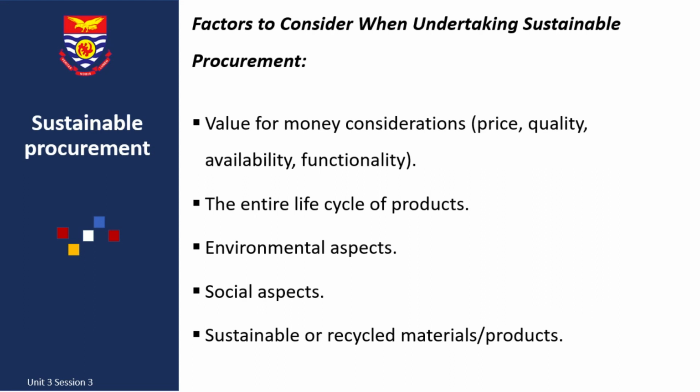Then finally, we have sustainable or recycled materials or products. The principle of sustainability ensures that products are not used once and done, but products should be able to produce value even after they have been used by customers. So public procurement proceedings have to consider all these factors in acquiring goods, works, and services.